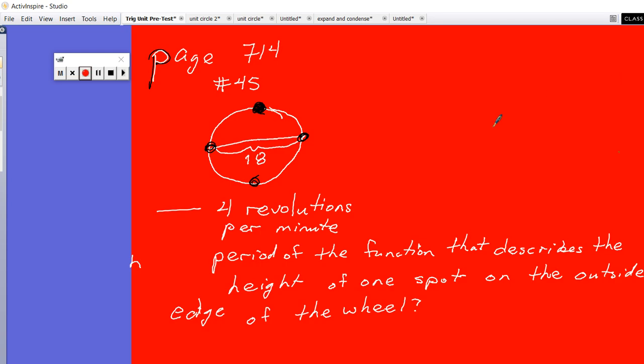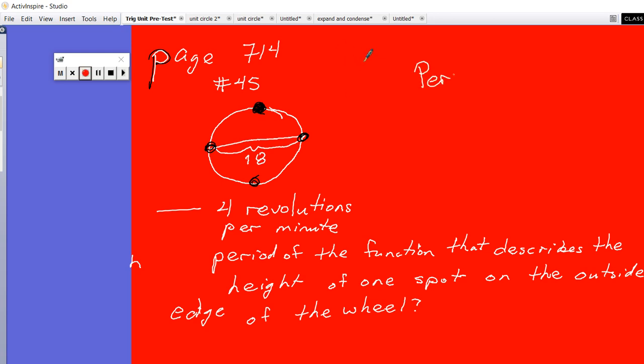All right, page 714, number 45. It says a wheel with a diameter of 18 inches completes 4 revolutions in 1 minute. What is the period of the function that describes the height of one spot on the outside edge of the wheel as a function of time? So it completes 4 revolutions per minute. So the period is how much time per 1 revolution.